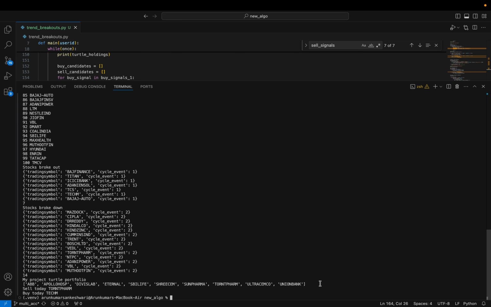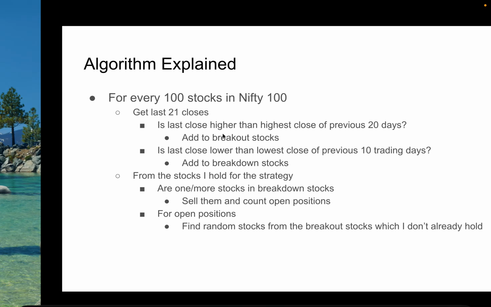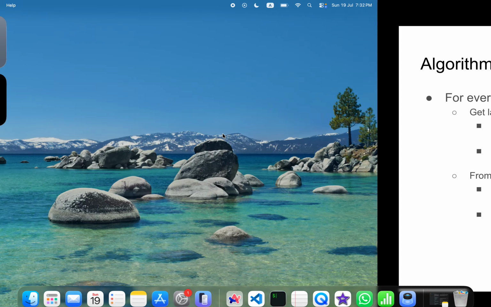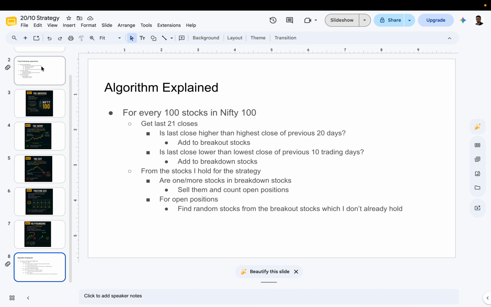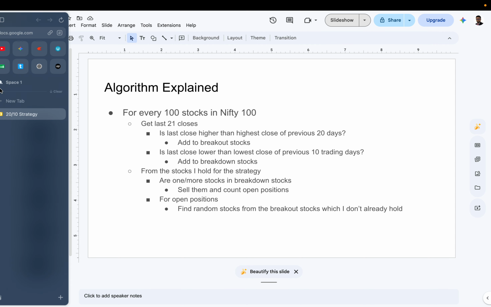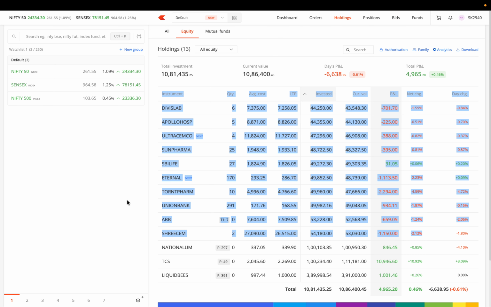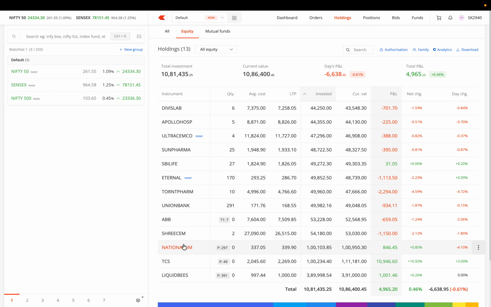And here I'm printing. You can see these are the stocks that I hold in my portfolio. And how do I get to this list? Meaning, because I'm running a mix of strategies, okay, let me go to the broker terminal and show you. So here you can see there are other stocks of other strategies. For example, I have 2 stocks of magic formula, and here I have some liquid bees.